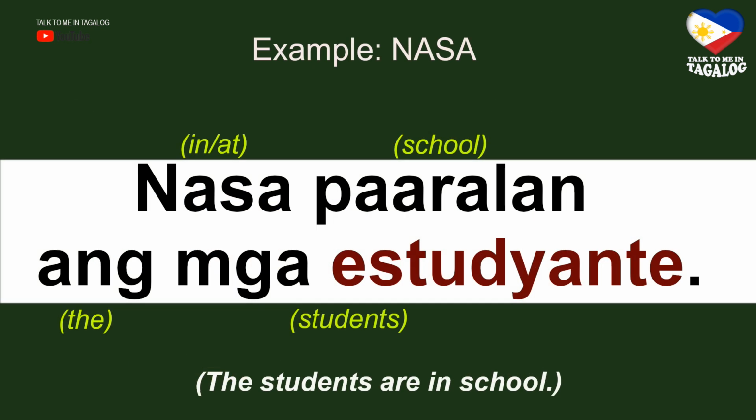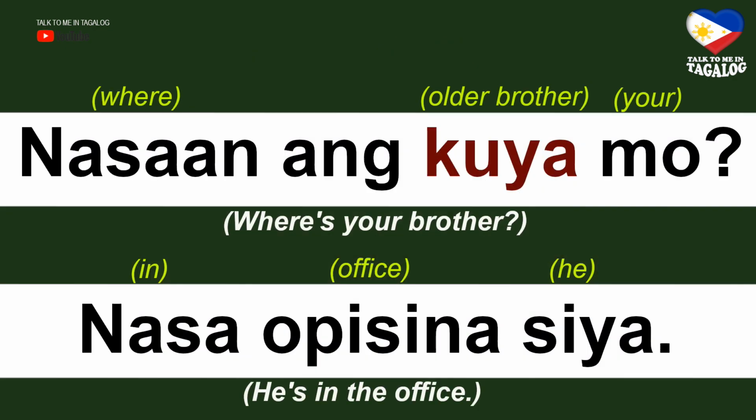Let's use nasa in a sentence. Nasa paaralan ang mga estudyante. Meaning, the students are in school. Next example is, nasaan ang kuya mo? Where's your brother? Answer, nasa opisina siya. He's in the office.